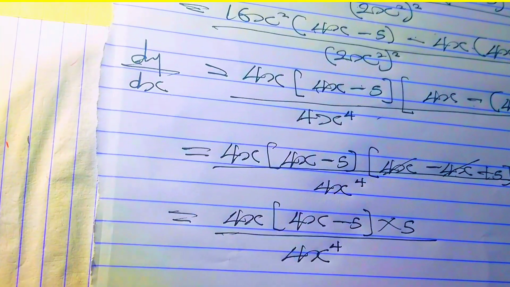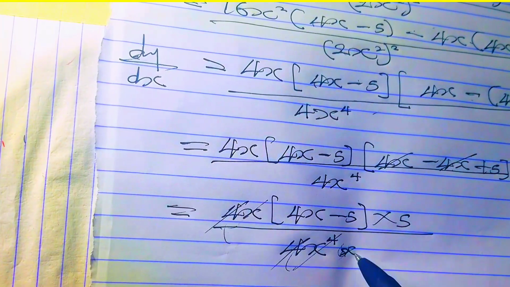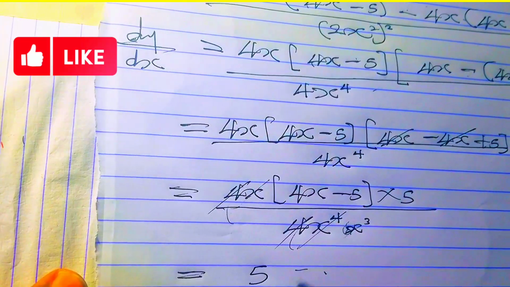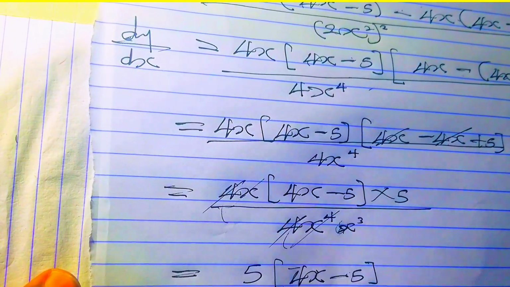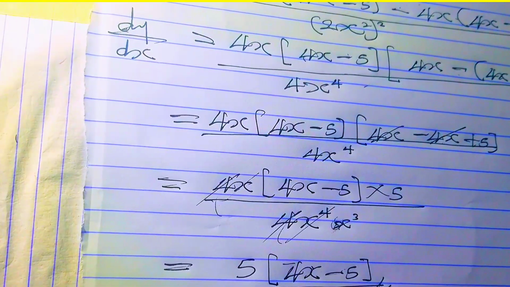We can actually reduce this. This can get rid of this. And of course, x here can reduce x here, so we're left with x raised to the power of 3 there. And therefore, the final answer can be presented this way: 5 in the bracket 4x minus 5, everything over x raised to the power of 3. So that's how quotient rule can be used to solve such a question.